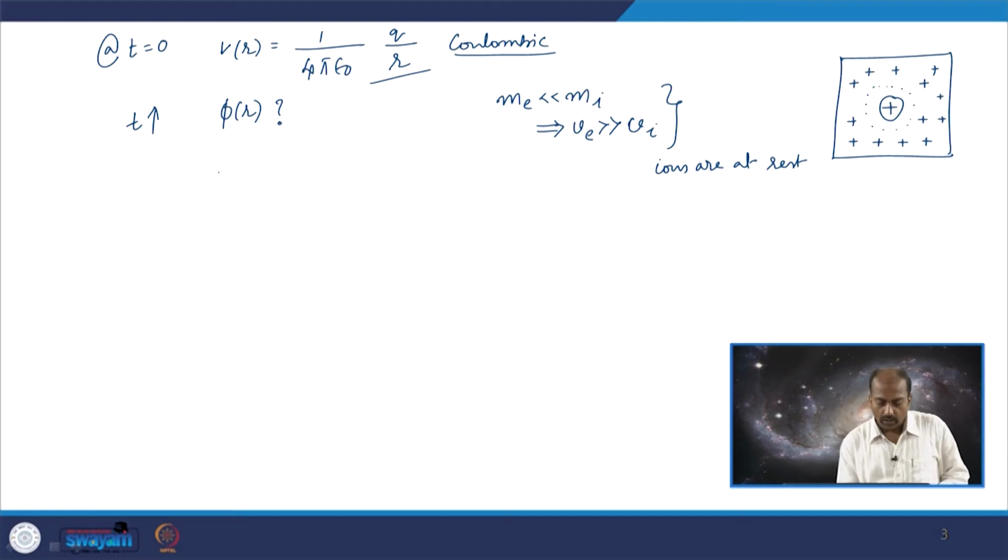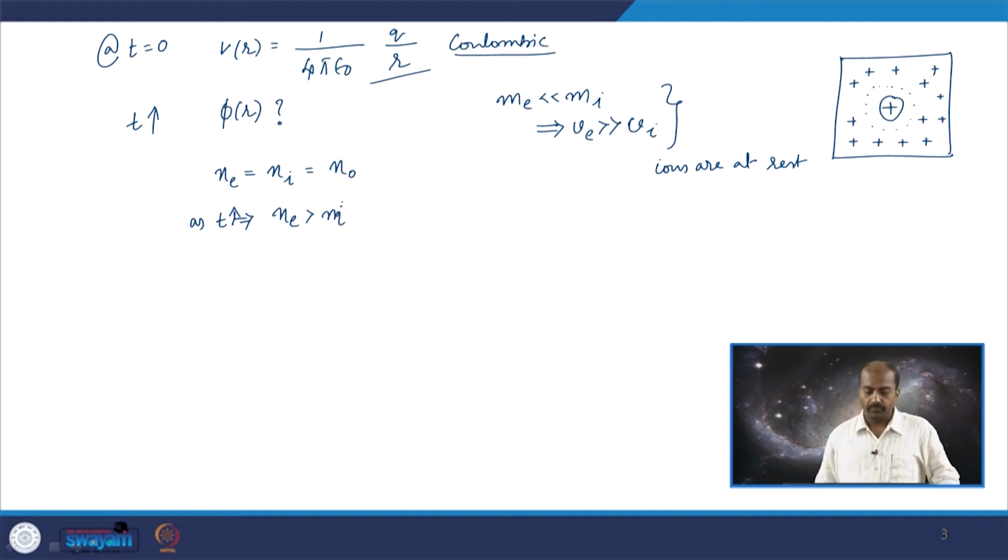At t equals 0, the number of electrons in the vicinity of, let us say, the test charge is equal to the number of ions, just to begin with. Let us call this concentration n naught. As time progresses, as t increases, what will happen is that the number of electrons in the vicinity of the positive test charge will be slightly greater than the number of ions, right.